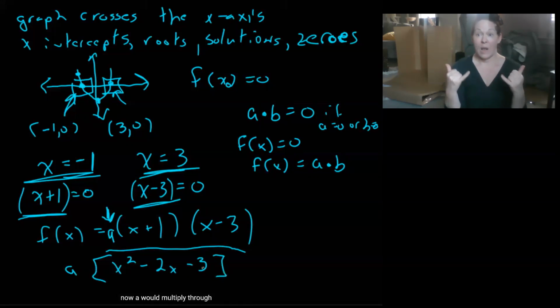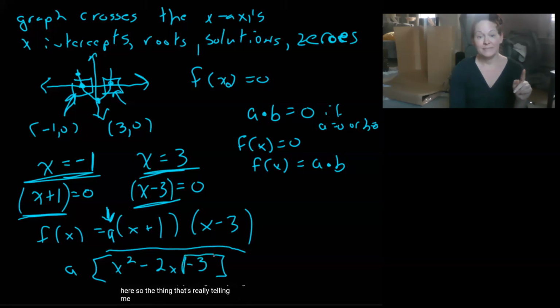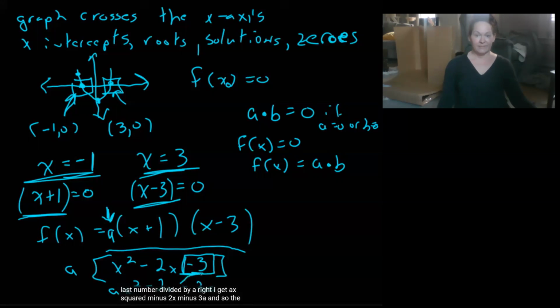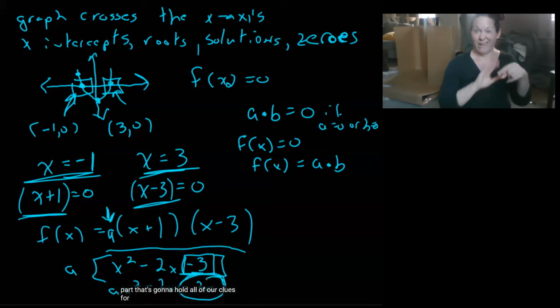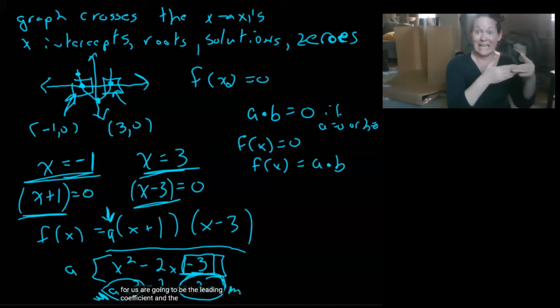Now a would multiply through everything here. So the thing that's really telling me where the factors could be is this last number divided by a. Right, I get ax squared minus 2x minus 3a. And so the part that's going to hold all of our clues for us are going to be the leading coefficient and the trailing constant.